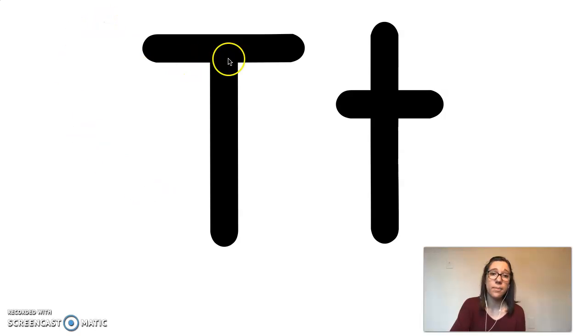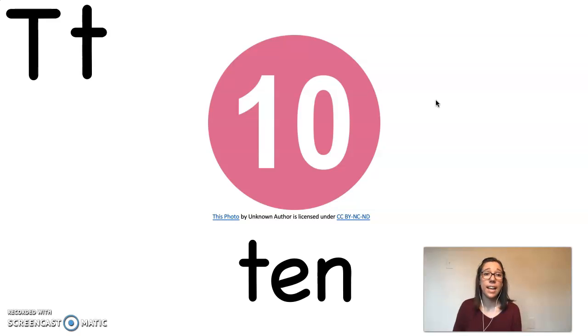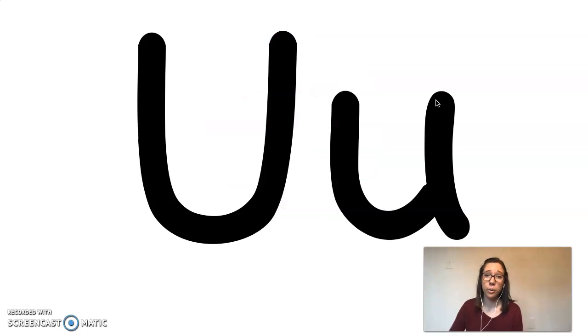Next we have T. To make a capital T, you draw a line straight down and then cross at the top. Lowercase t is formed with a straight line down and a cross in the middle. T says t, as in ten. T is ten. Next up is U.